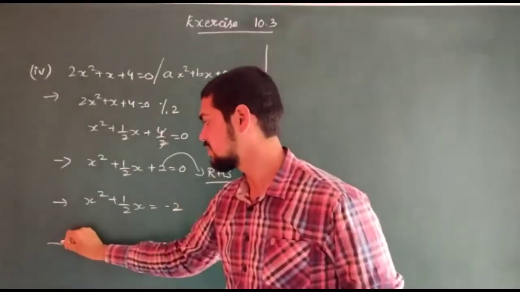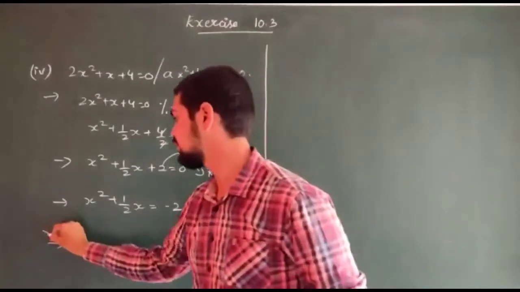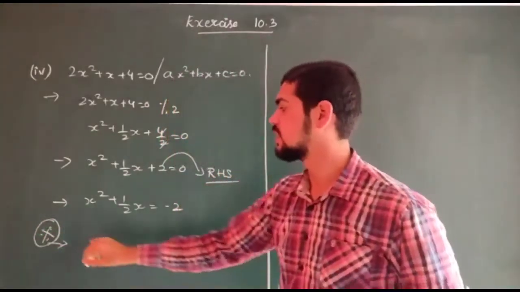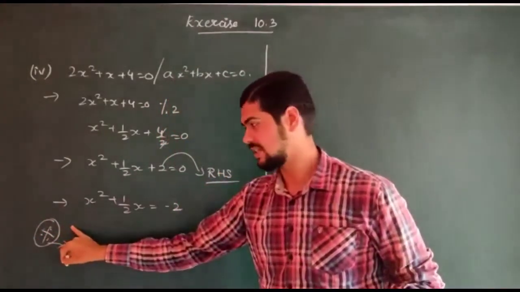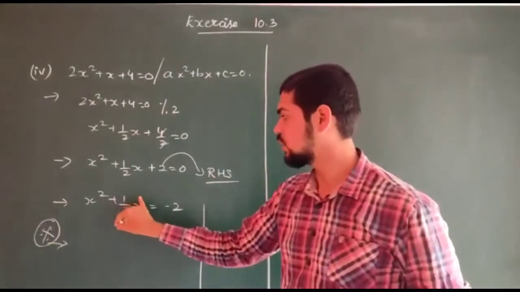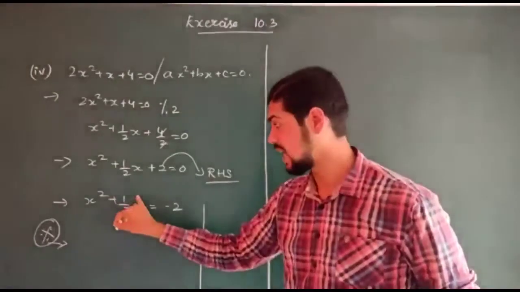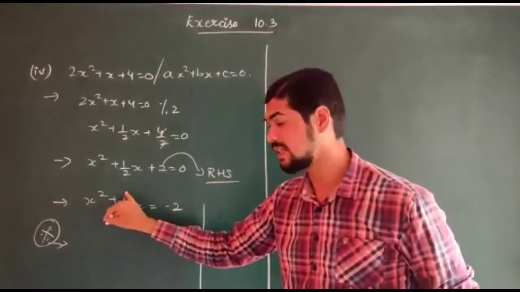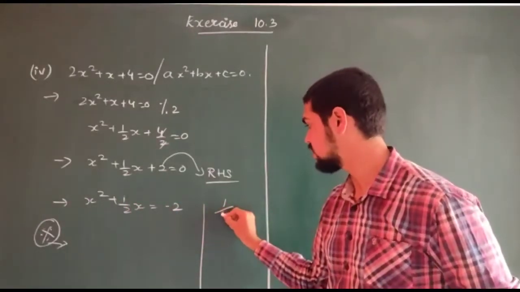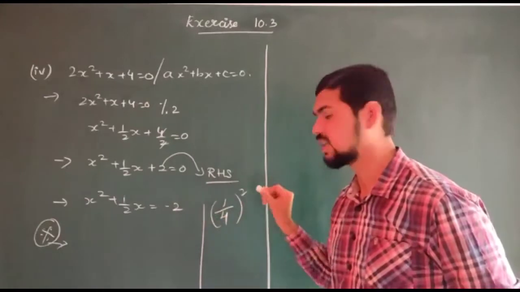Yes. What is my fourth step? Fourth step is a very important step. I'll mark this as important. So what is my fourth step? I need to observe the coefficient of x, that is 1 by 2. After observing the coefficient of x, I need to divide this by 2. So 1 by 2 by 2 is 1 by 4. After dividing that by 2, square this.